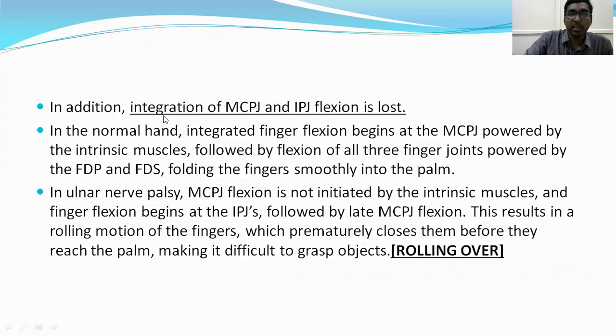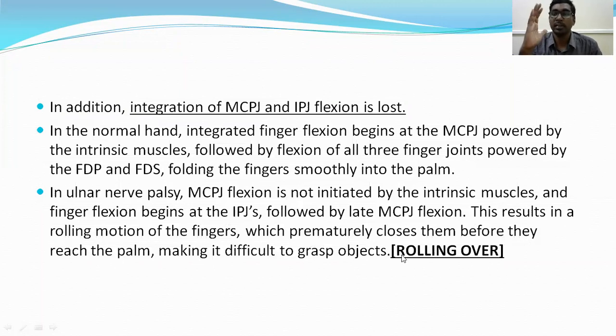In addition, integration of MCP joint and IP joint function and IP flexion is lost. In the normal hand, integrated finger flexion begins at the metacarpophalangeal joint, powered by the intrinsic muscles, followed by flexion of all three finger joints, powered by the FDP and FDS, folding the finger smoothly into the palm. In ulnar palsy, MCP joint flexion is not initiated by the intrinsic muscles, and finger flexion begins at the IP joint, followed by late MCP joint flexion. This results in a rolling motion of the fingers, which prematurely closes them before they reach the palm, making it difficult to grasp objects.